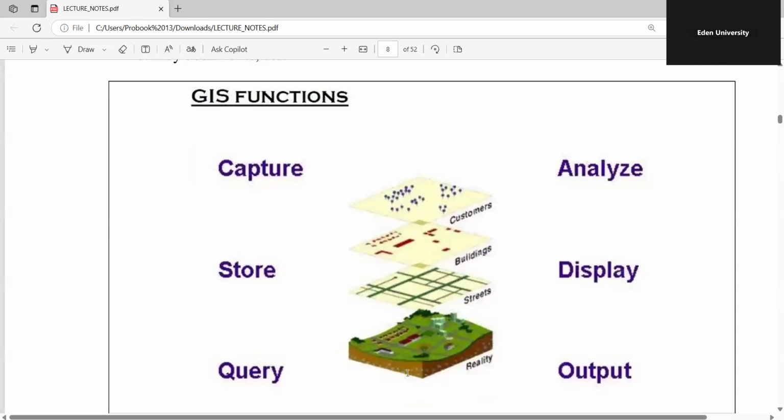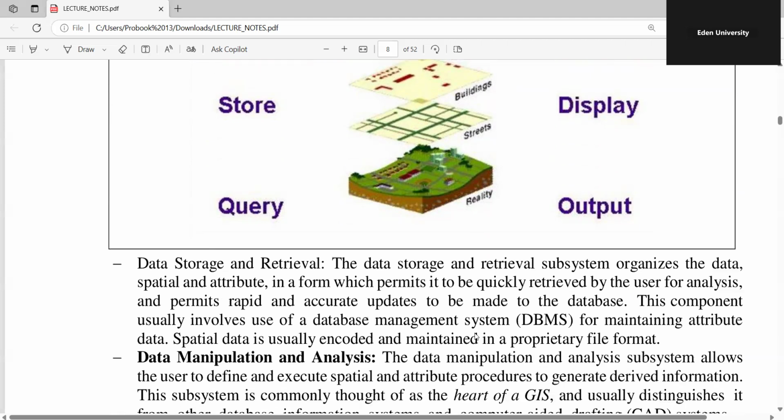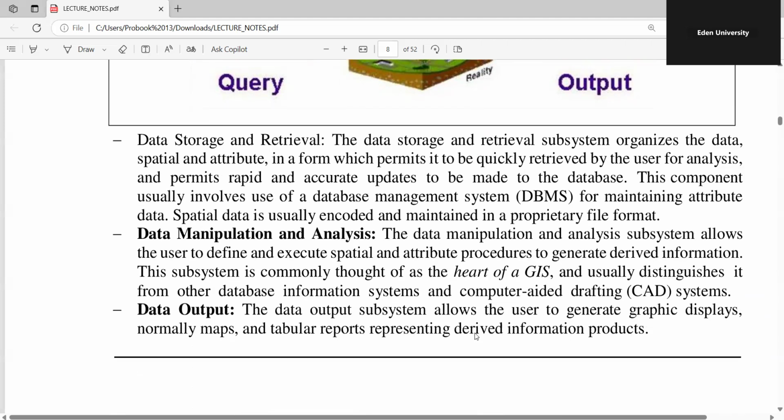Here's a sample image of GIS functions. So the capture, you can see here, then when data is captured, it will be stored. Data storage and retrieval. The data storage and retrieval subsystem organizes the data, spatial and attributes, in a form which permits it to be quickly retrieved by the users for analysis and permits rapid, accurate updates to be made to the database.